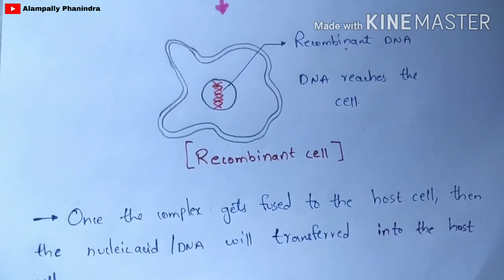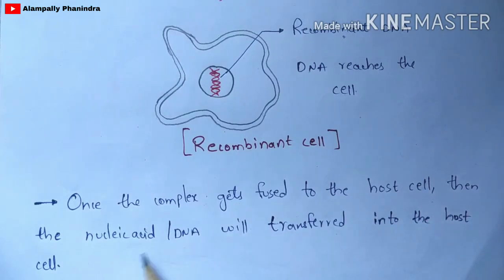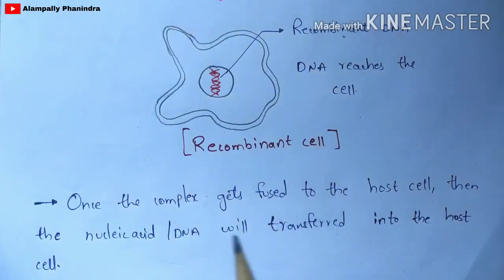So now coming to this statement, once the complex gets fused to the host cell, then the nucleic acid or the DNA will get transferred into the host cell. That's what we have done here. In this way, the lipofection process will be done, where the gene from the liposome gets transferred into the host cell, and it forms what is called a recombinant cell, which consists of the recombinant DNA. So this is about the theory of lipofection. Now let us see how the protocol will be done practically for this lipofection process.